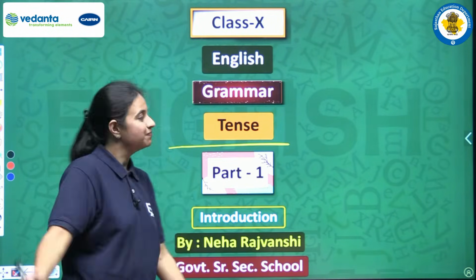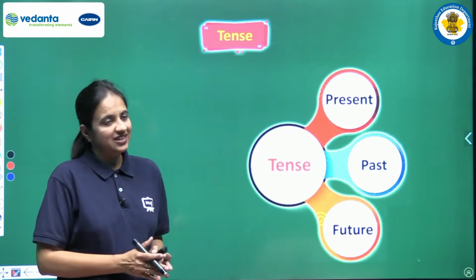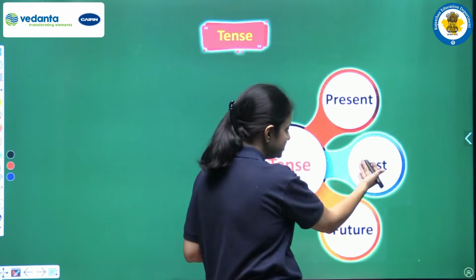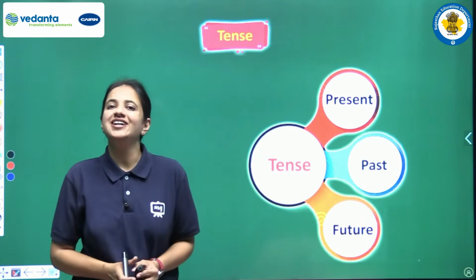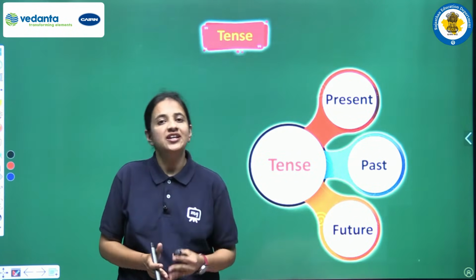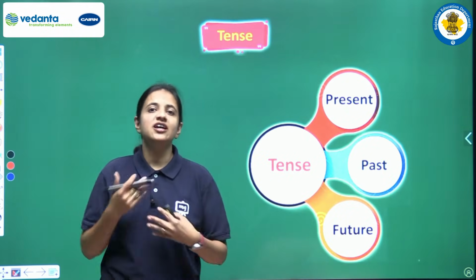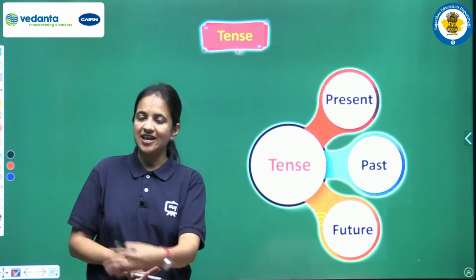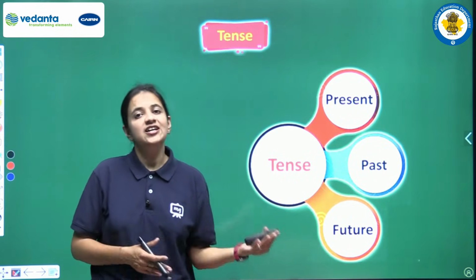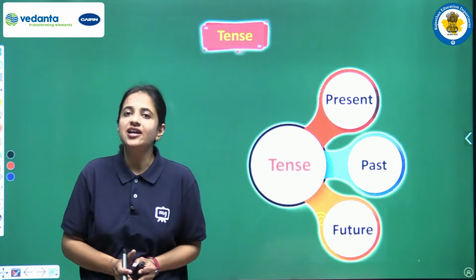So let's see. Tense, we all are aware that basically tense has three parts, okay? That is present tense, past tense and future tense. So what are these three tenses? Present tense means the time that is right now, that time is known as present time. Past time, the time that was there before, that time is known as past time, and the future time is the time that will be there next, okay? So these are the basic three classifications of the tenses that we have, right?